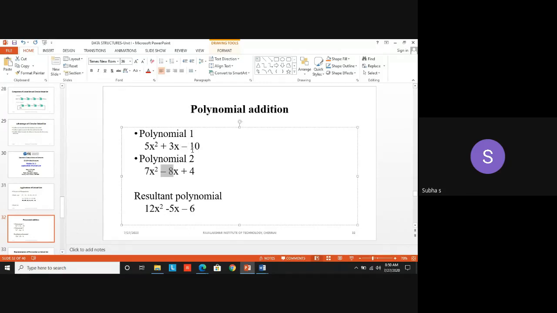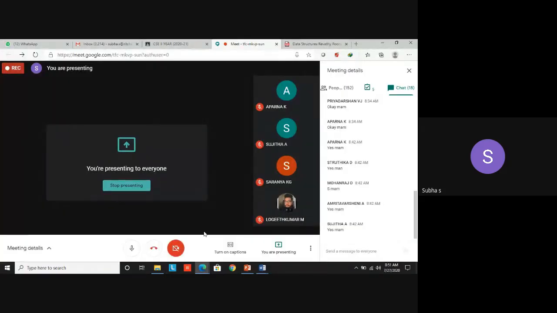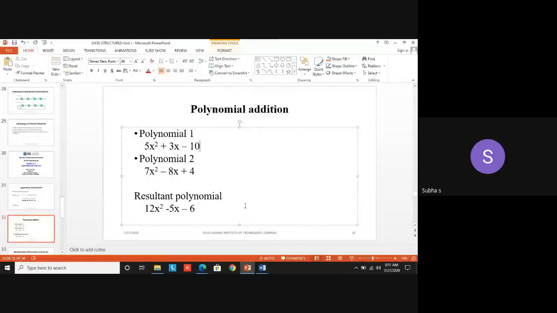You are having minus 10. What is the exponent here? Is there any exponent part here? How can you represent this number in terms of x? Yes, somebody answering? 0, ma'am. Yes, 10x power 0. Yes, you are right, Siddhita. 10x power 0.